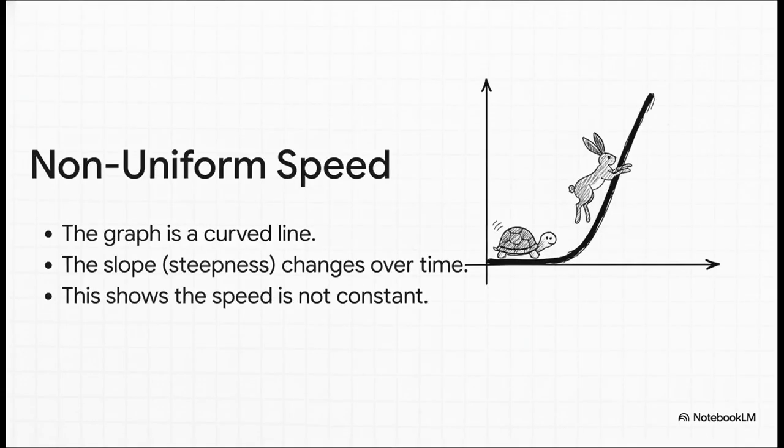But in real life, we rarely move at a perfect, constant speed. Think about riding a bicycle in traffic. You speed up, you slow down, your speed keeps changing. This is non-uniform speed. On a distance time graph, this kind of journey is shown by a curved line. Because the line is curving, its steepness is changing at every point, which tells us the speed is also changing.